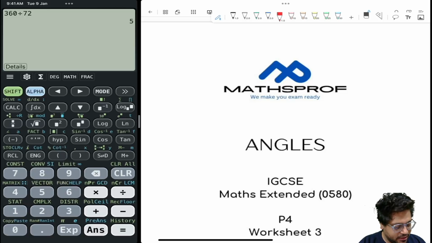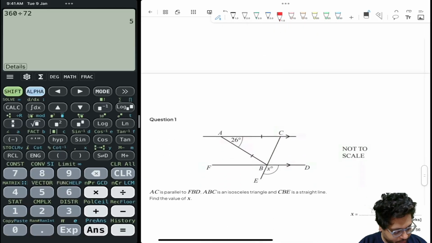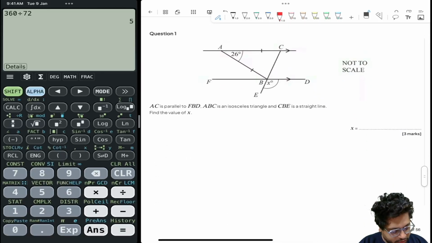Okay, so let's start the third worksheet. Yeah, see this question here also. This triangle ABC is an isosceles triangle, so AC is equal to AB, as well as this line AC is parallel to the line FD. So first of all, let's take this y, and y will be equal to 26, because this 26 and this y are alternate interior angles. So let's write y is equal to 26, and the reason is alternate interior angles.